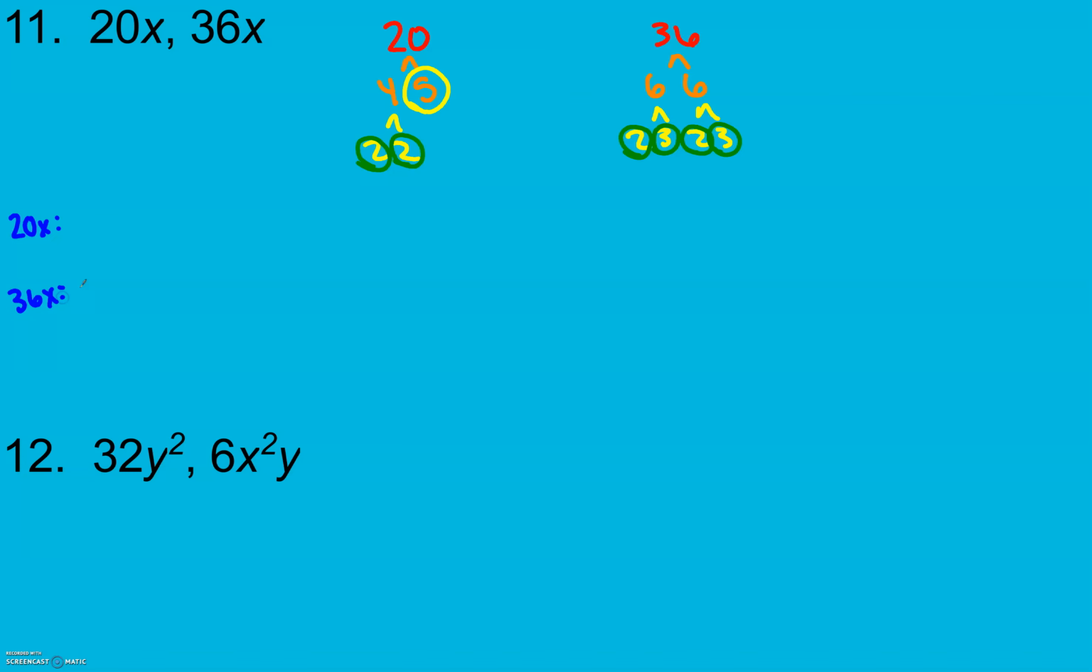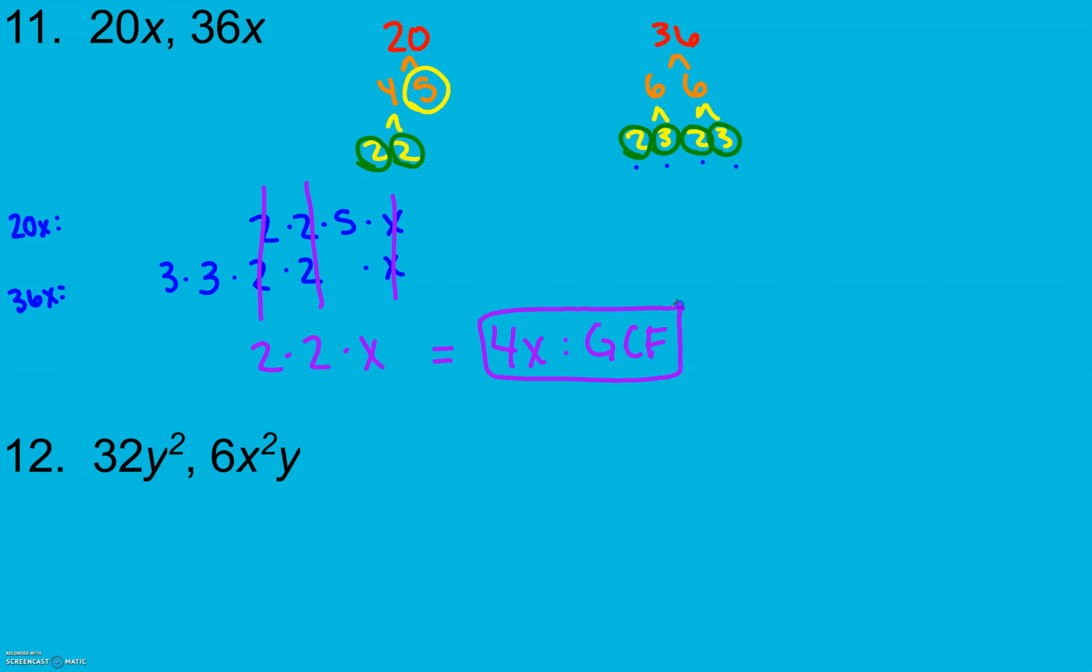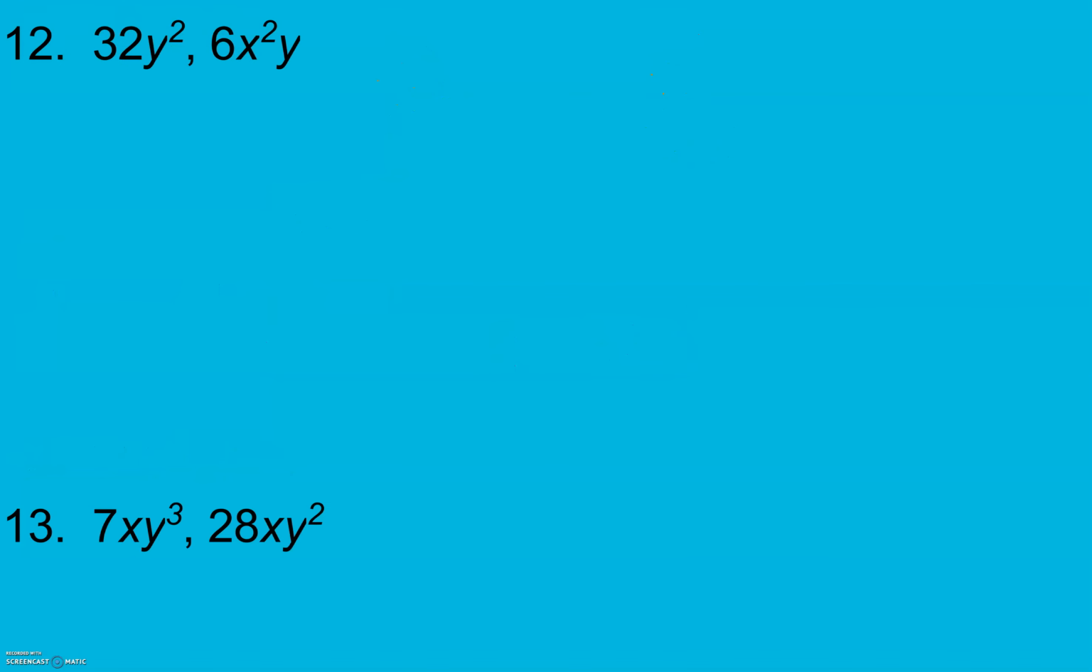in factored form. So 20 is 2 times 2 times 5, and I still have that x, so times x. 36 is 2 times 2 times 3 times 3, and it's times x as well, 36x. Now when I compare, I have a common 2 times a common 2 times a common x. Here, when I multiply them, I get 4x is my greatest common factor. Give 12 a try.